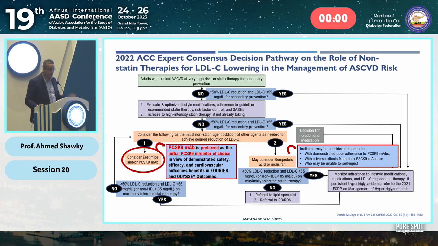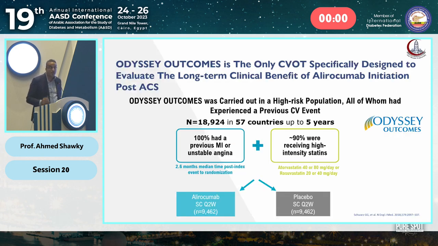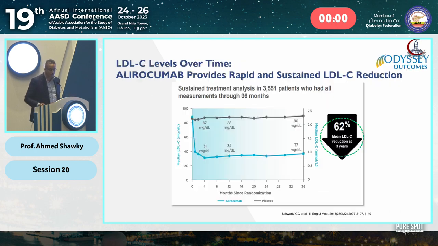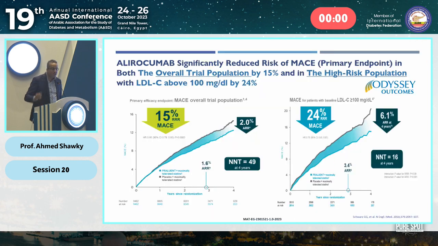What is the data of PCSK9 inhibitors in ACS? It's ODYSSEY. ACC 2018, it was the breakthrough. For the very first time, there was a reduction in mortality in acute coronary syndromes on top of statin therapy and ezetimibe by adding alirocumab, and this was really important. Not only did it reduce LDL by more than 50%, it reached up to 62%, but it reduced all-cause mortality, and it was the first time for a medication to reduce all-cause mortality in years and years.